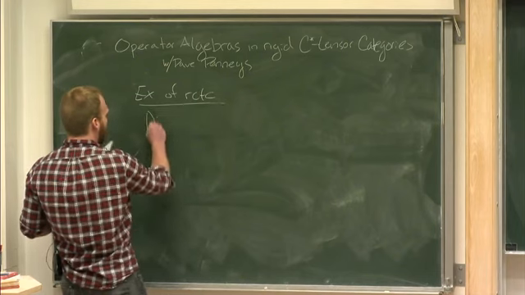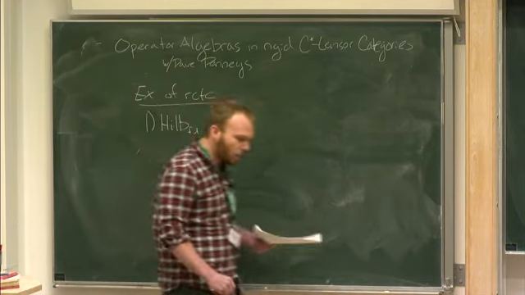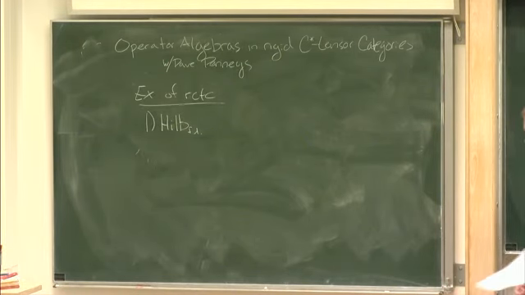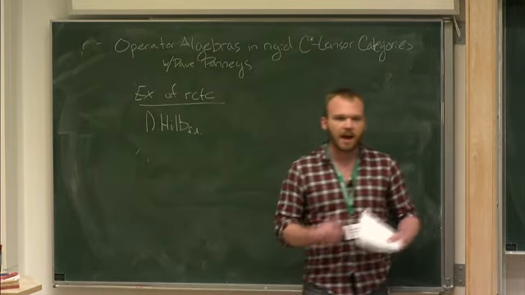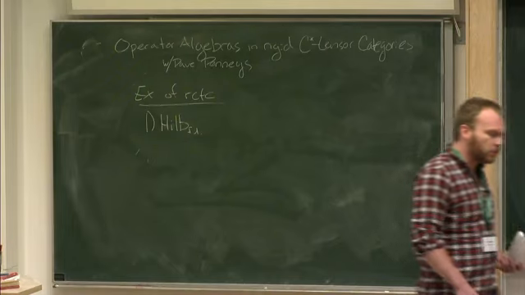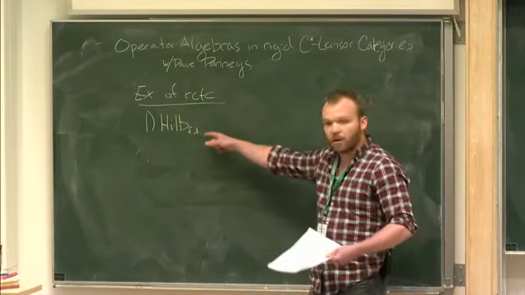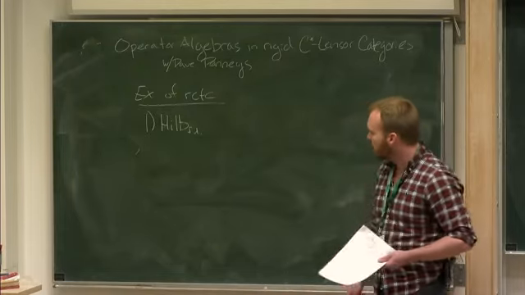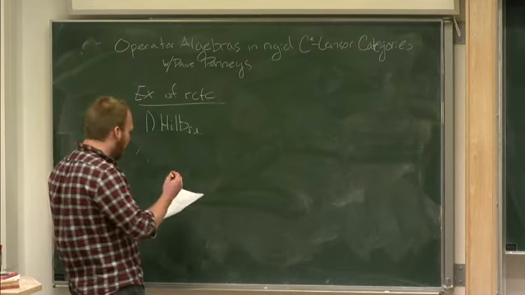The first one is the tensor category of finite dimensional Hilbert spaces. In some sense this is the trivial rigid C-star tensor category. It has one simple object, the scalars, and every object in this category, so every finite dimensional Hilbert space, is isomorphic to a direct sum of that one simple object. You can take tensor products of these things, and if you have morphisms between Hilbert spaces, you can take tensor products of those. So this is kind of the motivating example, perhaps, in some sense.